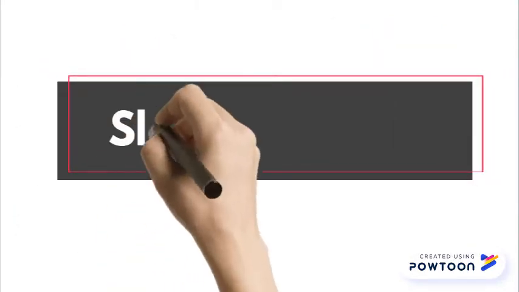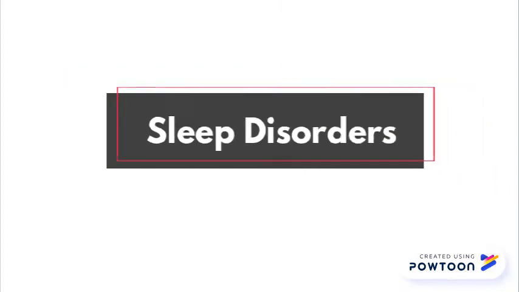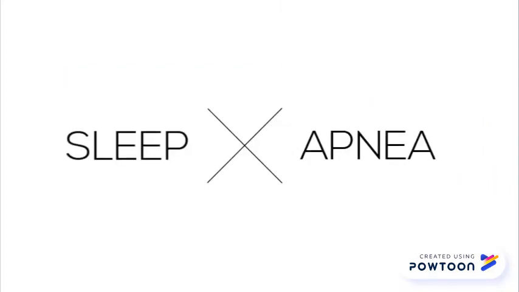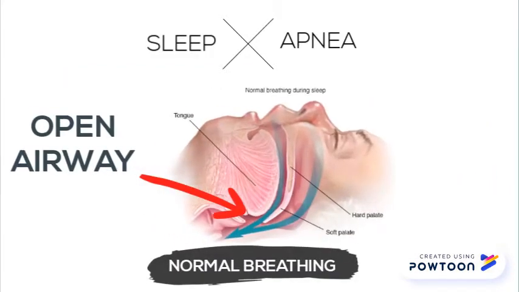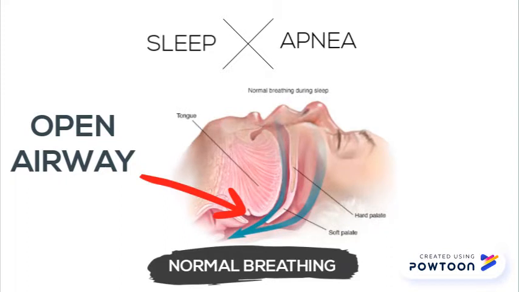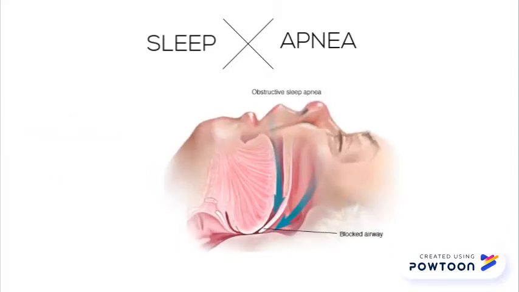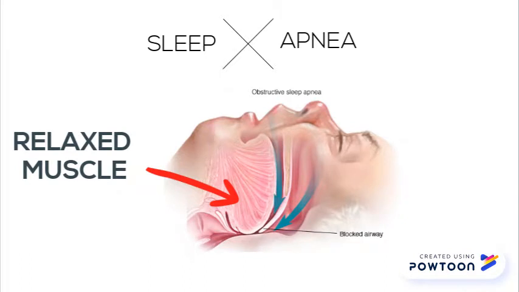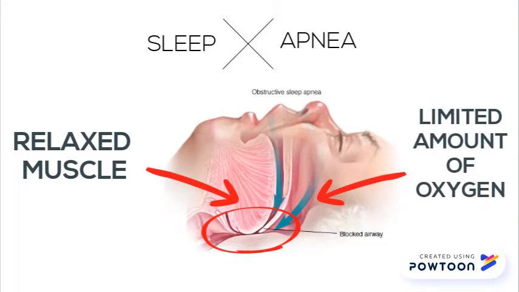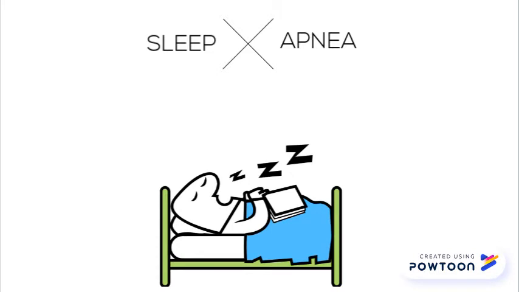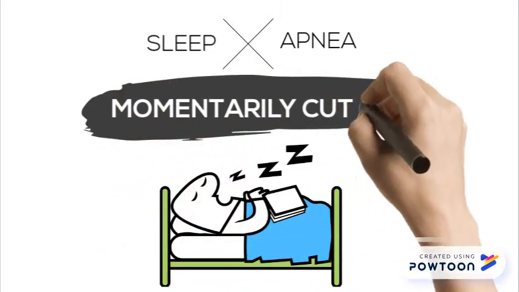Next, we are going to explore three different types of sleep disorders. First, sleep apnea. Normally, we have an open airway while we are asleep. But obstructive sleep apnea happens when the muscles of your throat relax when you're asleep and block the airway of your throat, which allows only a limited amount of oxygen to pass through the airways. So, breathing is momentarily cut off during sleep apnea.